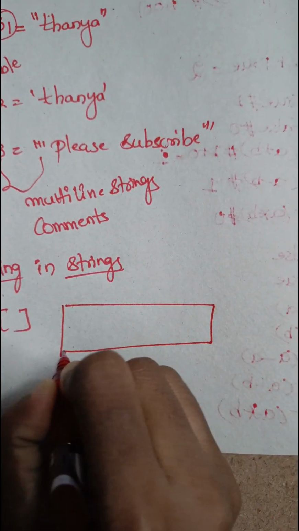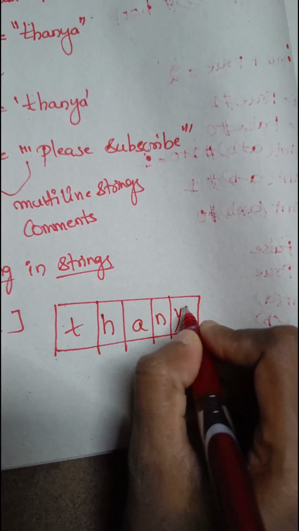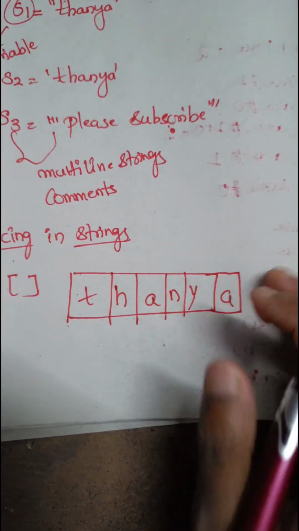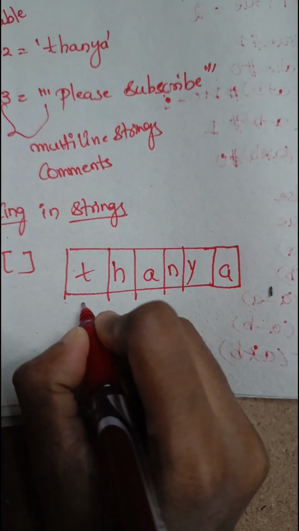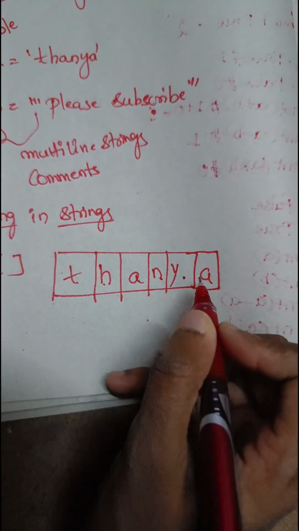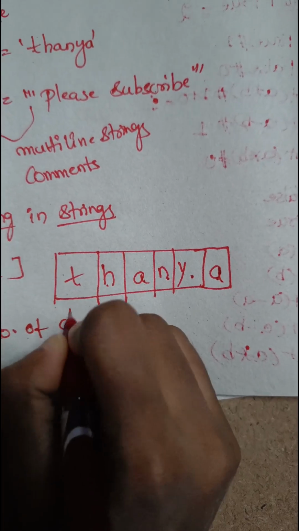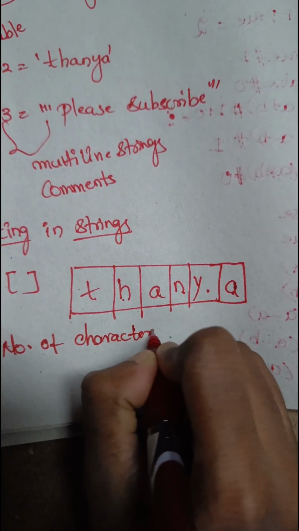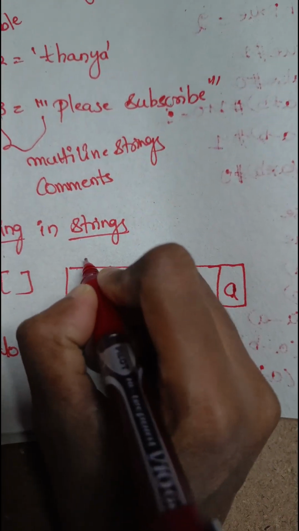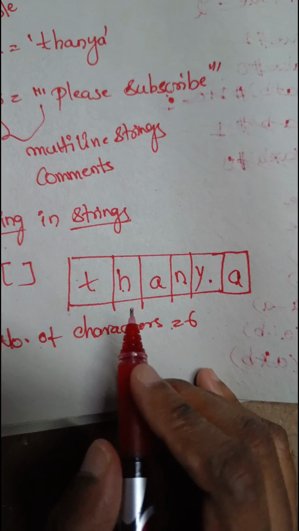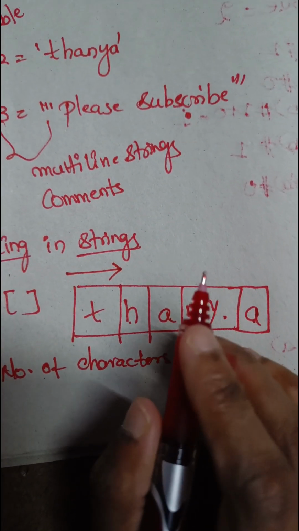See, I am taking a word over here, that is Tanya only. T-H-A-N-Y-A. Okay, now Tanya is my string. In this string, how many characters are there? 1, 2, 3, 4, 5, 6. 6 characters are there. So the number of characters is equal to 6. But according to the index position, what is that? The index position always starts from 0, right? See, left to right and right to left also.